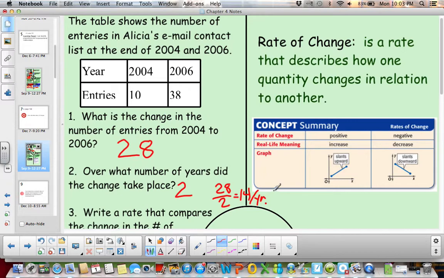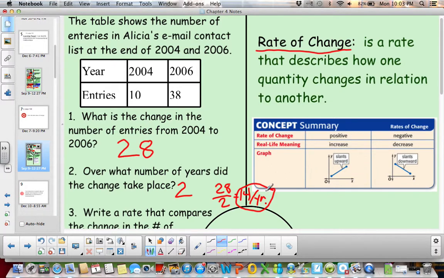This 14 entries per year is our rate of change. That's telling us that it's going up by 14 every year, according to this data and on average. It's a rate that describes how one quantity changes in relation to another. So the entries are going up based on the number of years that go by. This would be a good thing to write down on your vocab sheet: the rate of change.